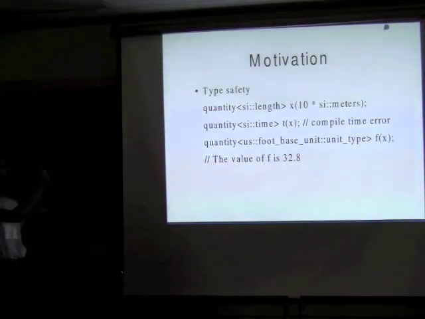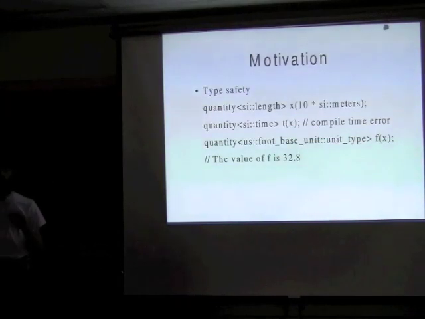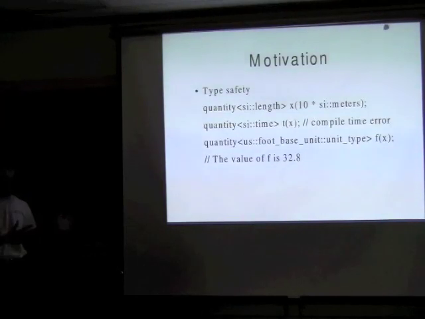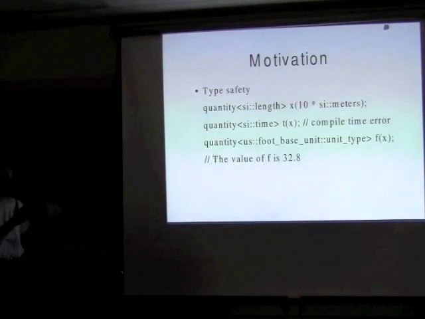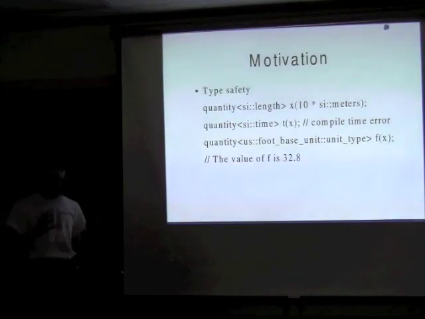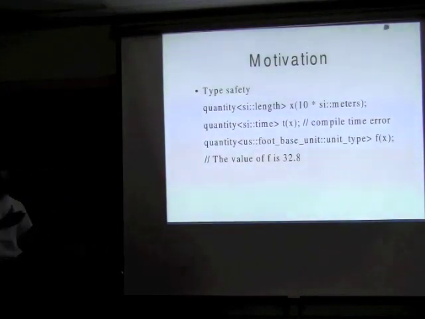So here we're saying that x is 10 meters, not just 10. This helps make the code more understandable because more information about what the variables mean is embedded into the code itself, so it's right there for you. It's also done in a way that the compiler can understand.